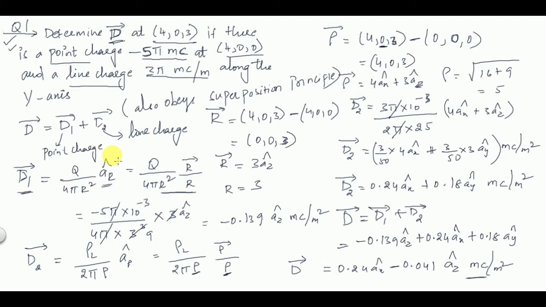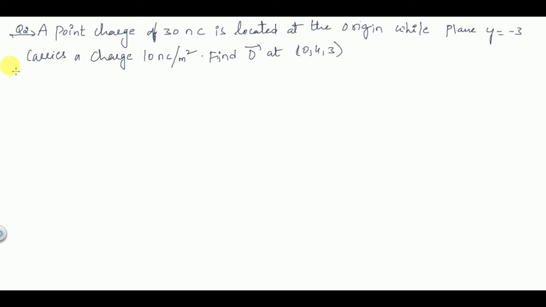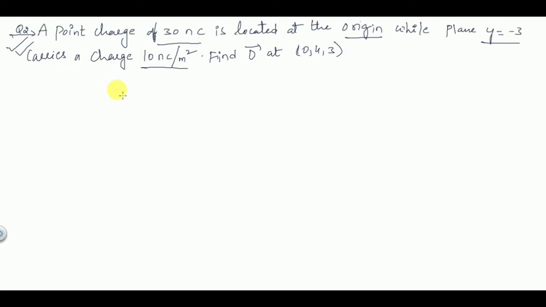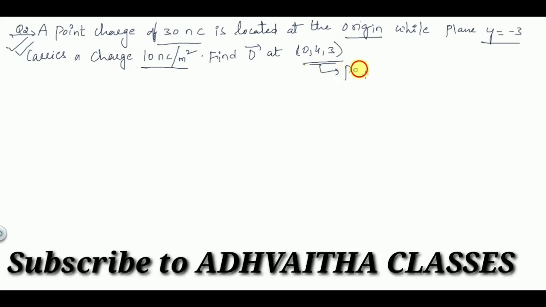Okay, so we'll see the next problem. Question number 2. Here he has given that a point charge of 30 nanocoulomb is at the origin, and the plane y equals minus 3 carries a charge of 10 nanocoulomb per meter square. So that is the surface charge density given, and he has asked to find D bar at (0, 4, 3). So this is our point of interest now.